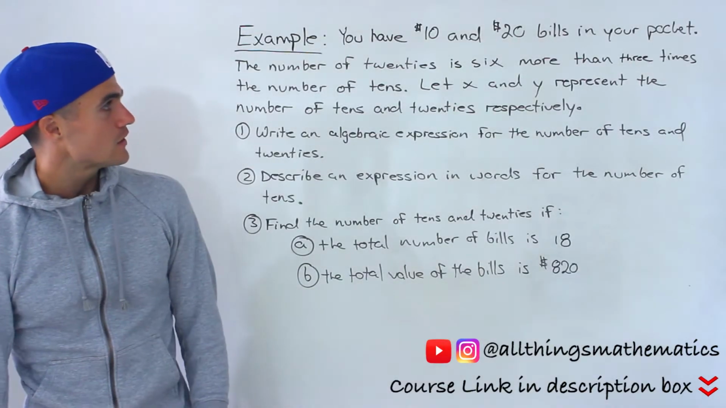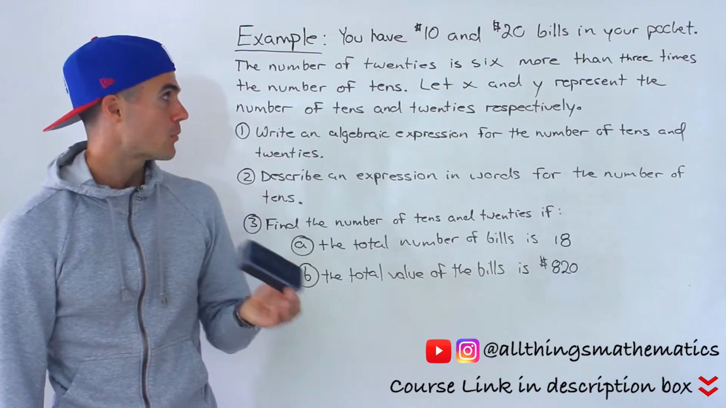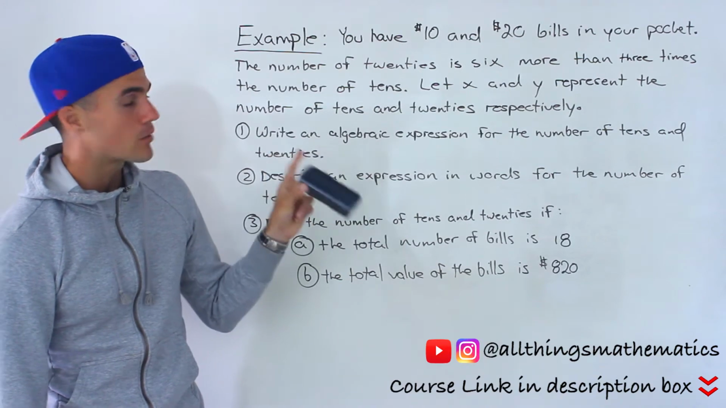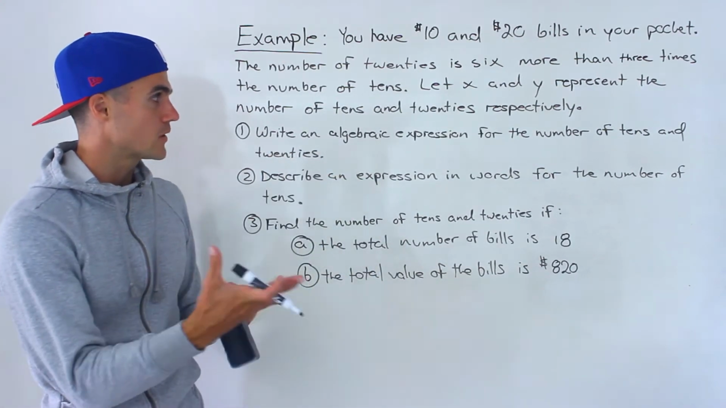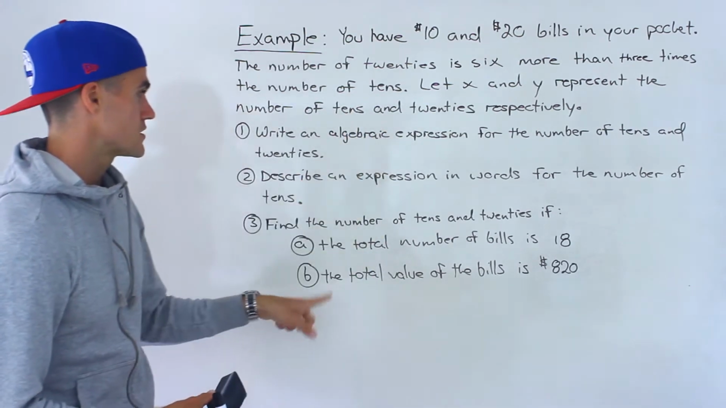And in this next video, what we're told is that you have $10 and $20 bills in your pocket. The number of 20s is 6 more than 3 times the number of 10s. And we're gonna let X and Y represent the number of 10s and 20s respectively. And then given that information, we have these 3 questions here.